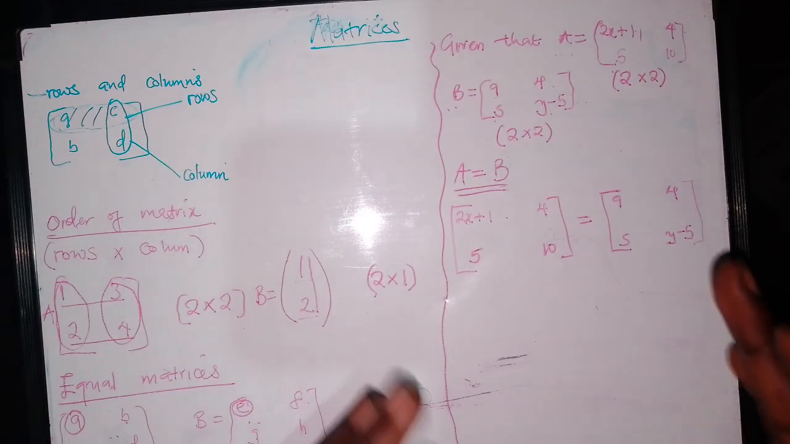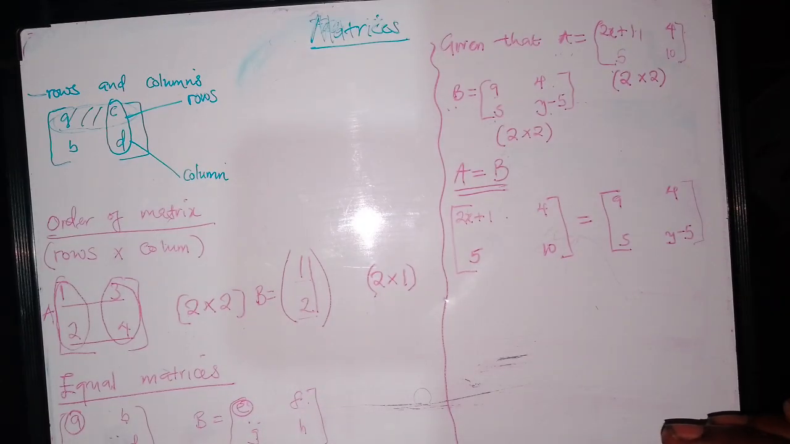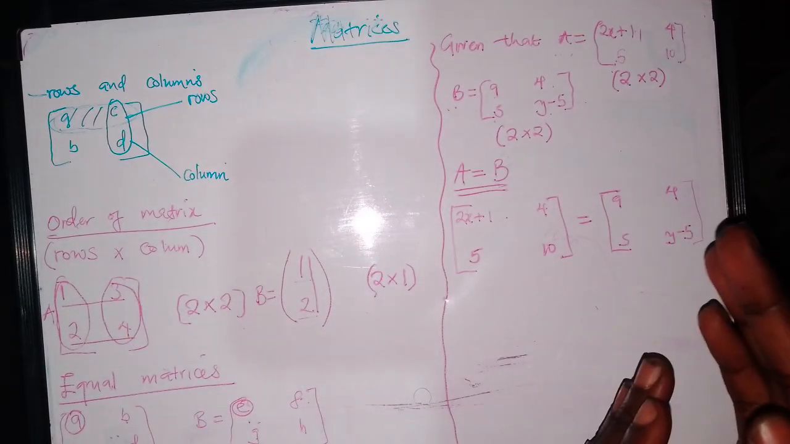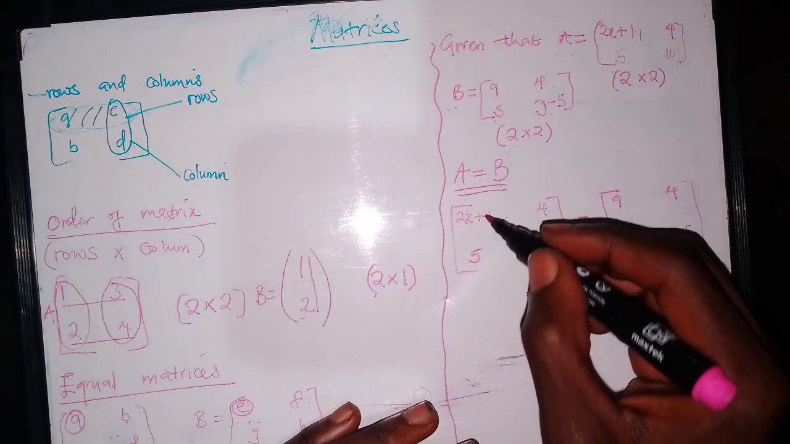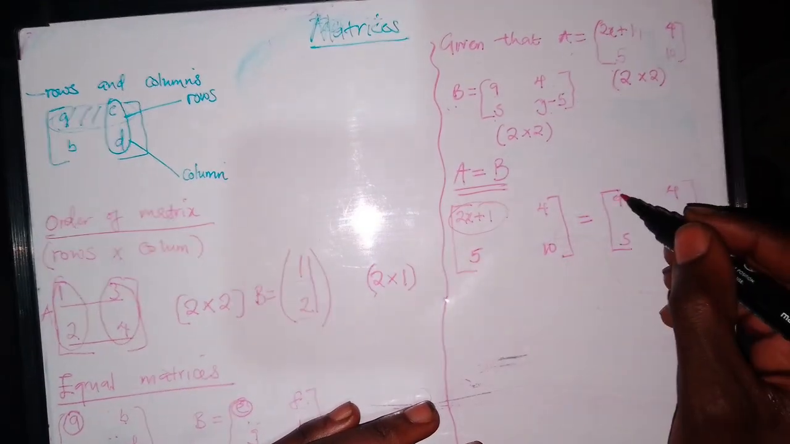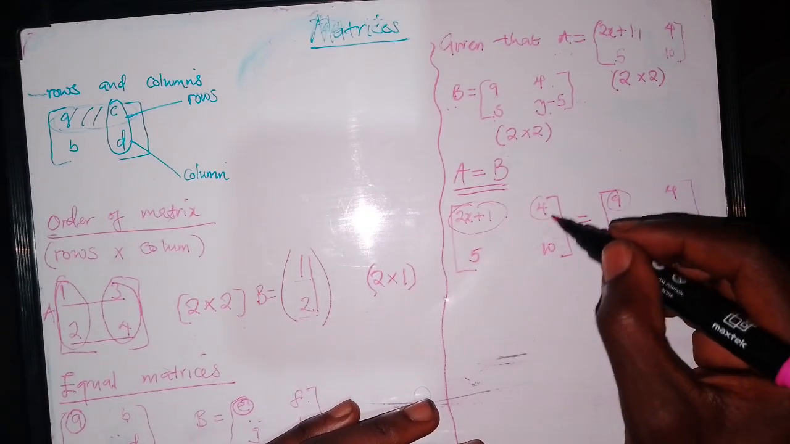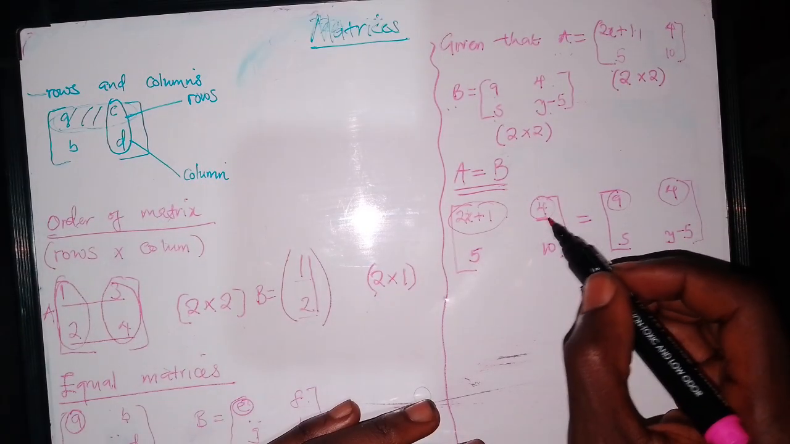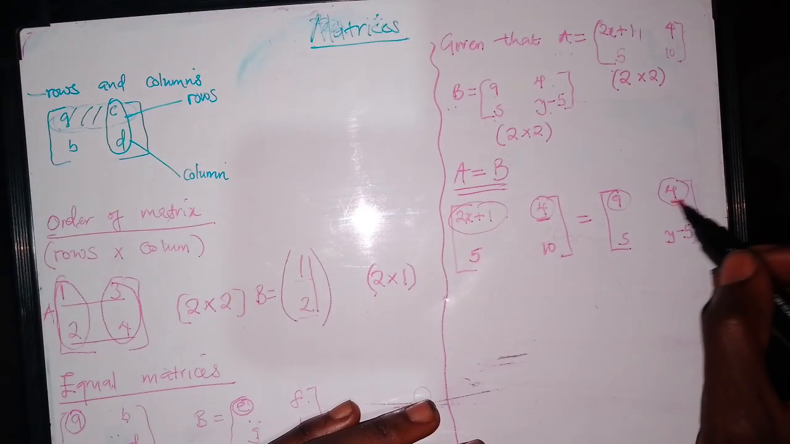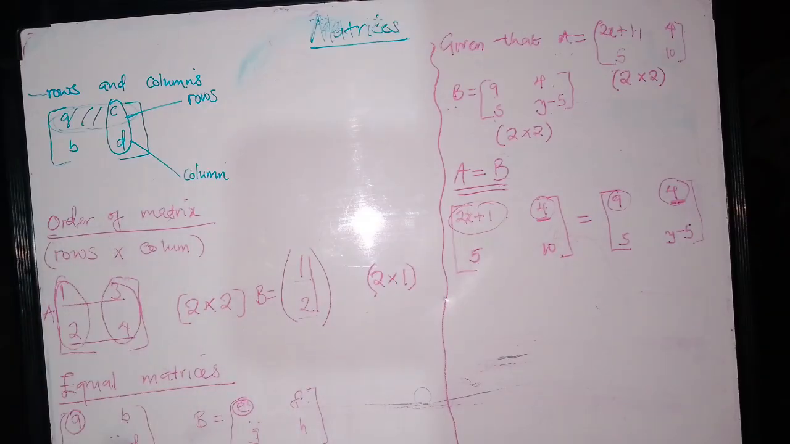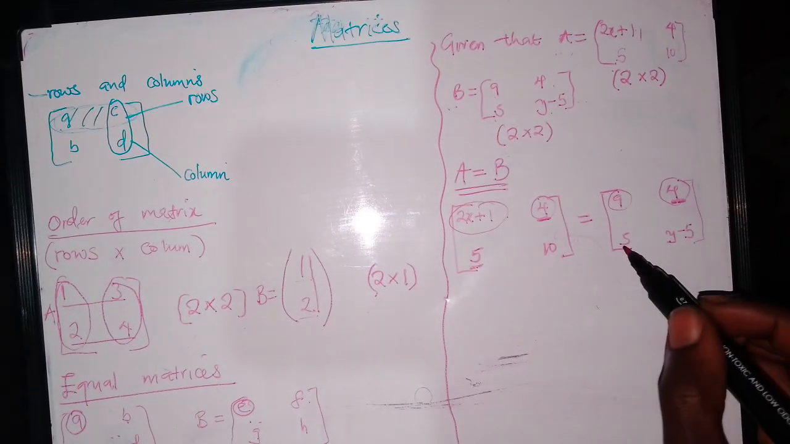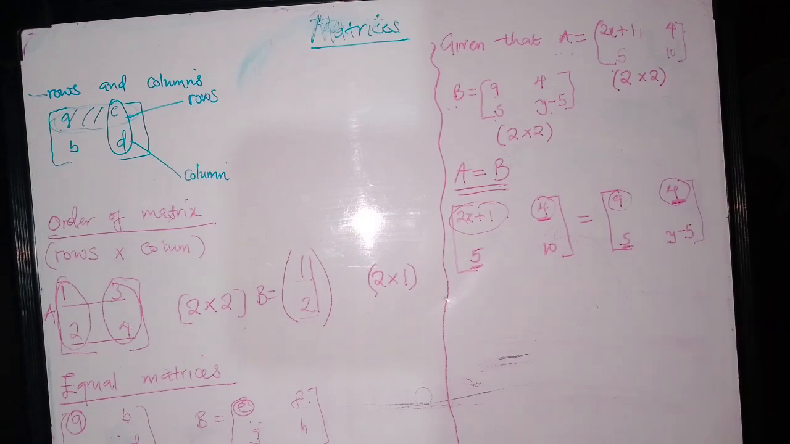So after doing this, you can now equate each position to matrix B. We said that this position is equal to this one. This position is equal to this one. That's why you can see here we have 4 and also here we have 4 because they are the same. Then when you come to this position we have 5, meaning here also we should have 5.